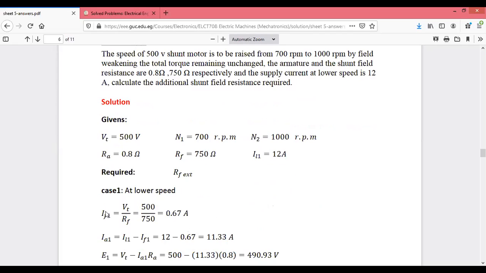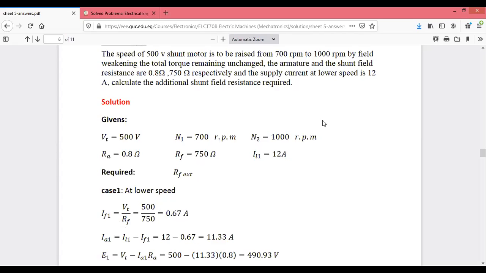So when you solve for IF1, according to Ohm's law, I equals V by R. Total voltage we will get 500 because they have given it, and the value of RF they have given is 750 ohm. So you will get the field winding current as 0.67. But they are saying you are supposed to find the additional shunt field resistance. We are getting the field resistance, but we are supposed to find the additional.